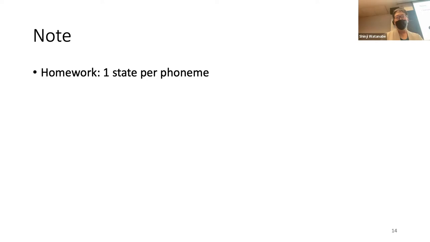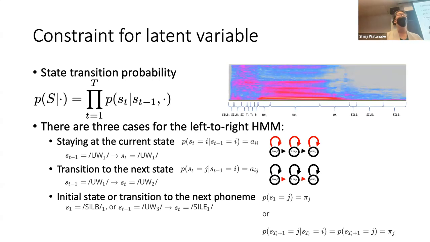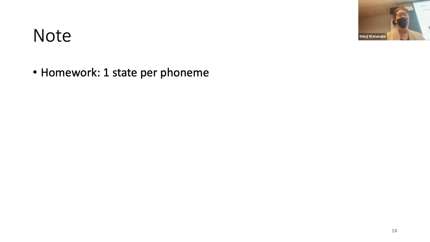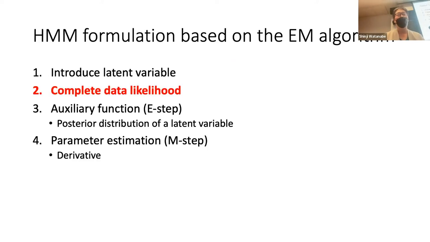Okay, I just explained the constraint of the latent variable, but anyway, I just want to mention that the first step is introducing the latent variable. And this one is a little bit obvious for you guys because I spent a lot of time explaining the alignment. But we have other latent variables like the Gaussian mixture component and so on. This can also, by the way, be formulated based on this latent variable representation. And then second, we will introduce another terminology, the complete data likelihood.